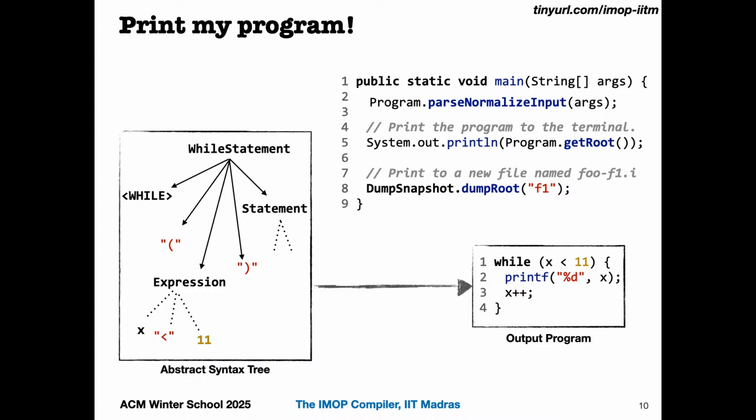Remember, IMOP is a source to source transformer. It takes C/OpenMP code as input. You can do some transformations and dump back the code back to C. So that way, when you do any transformation, loop unrolling, loop fusion, you can actually see the code directly, right? Okay.